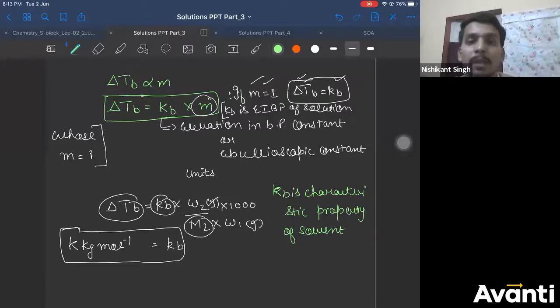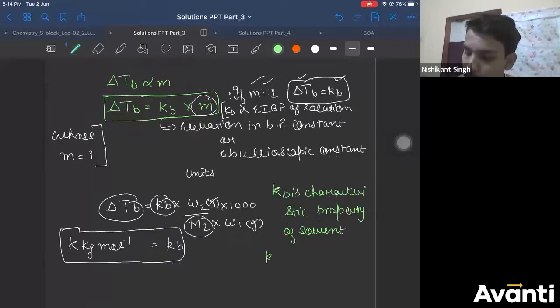What does this statement mean? This means KB is a constant for a solvent. If you change your solute, your KB will not change. KB is a property of solvent, not solute, not anything else. KB will change only if you change your solvent, right? Please put it in your head, store it in your terabytes, gigabytes, whatever you have. KB is a property of solvent.